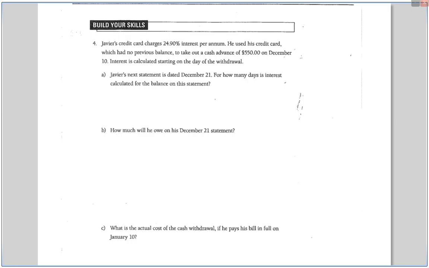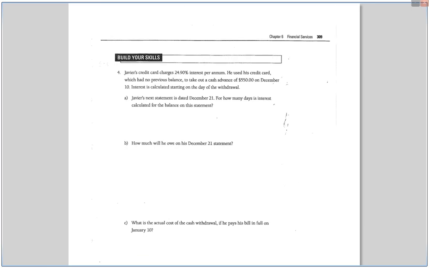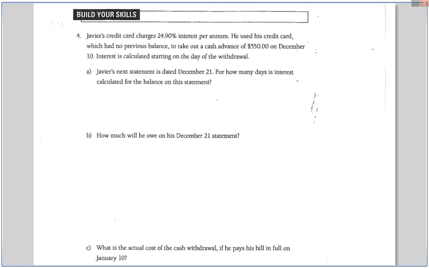Guys, so we're doing lesson 3 here, part 2. We are on page 309 on Build Your Skills, question 4.